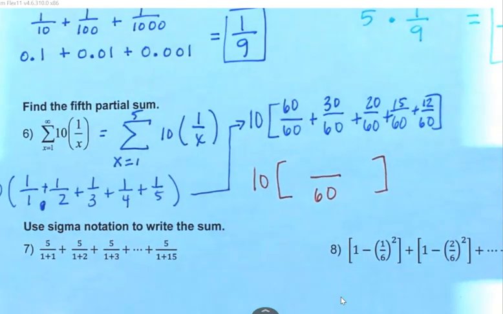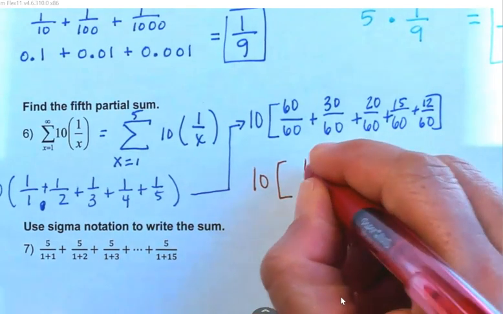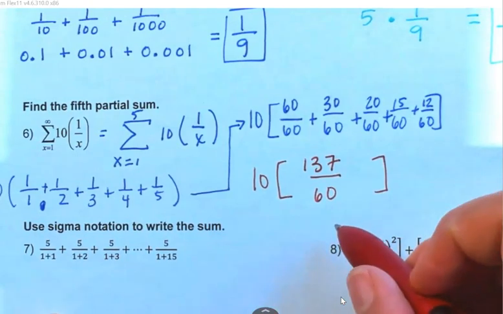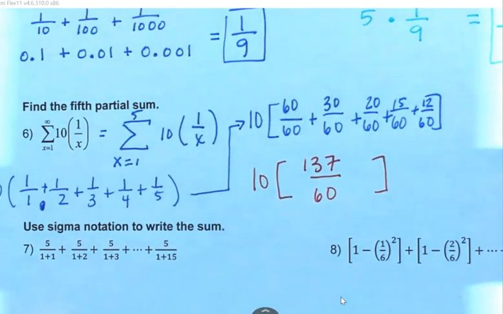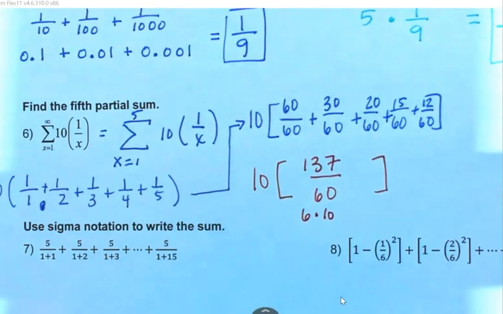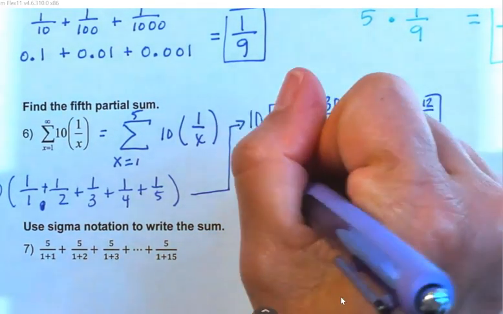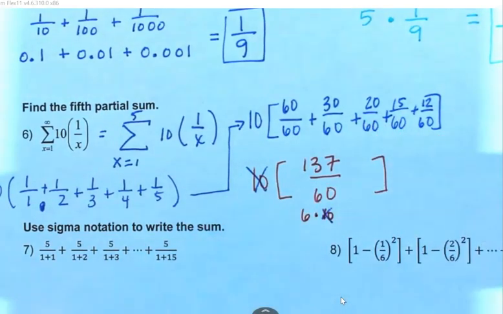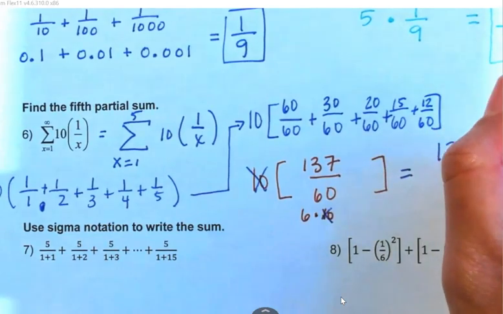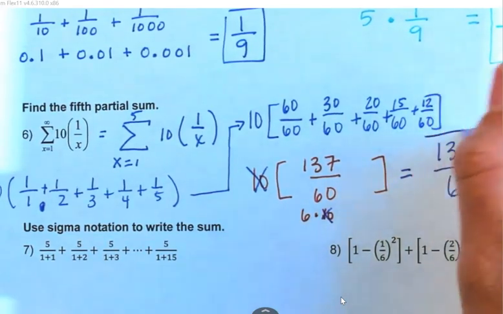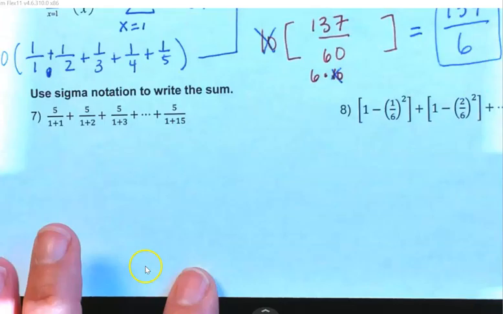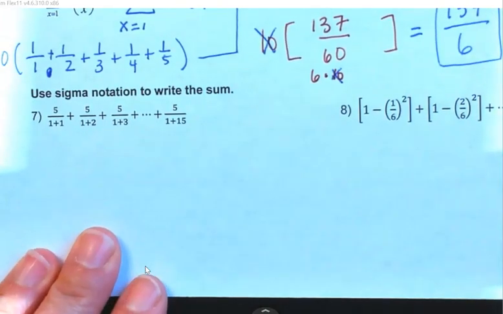So when you add all these up, you get 137 over 60. But remember, it's being multiplied by 10. And y'all, remember 60 is 6 times 10. So you have a 10 on top and a 10 on bottom. So that's going to be 137 over 6. And that's the answer. Not hard. This is probably the easiest now that you know this stuff.